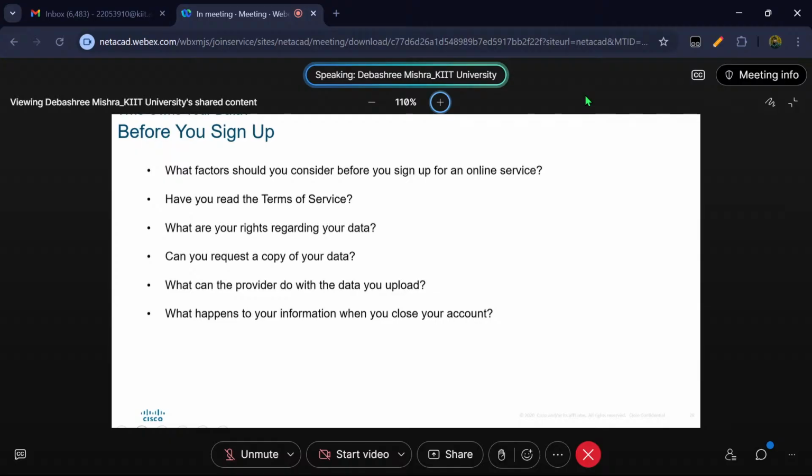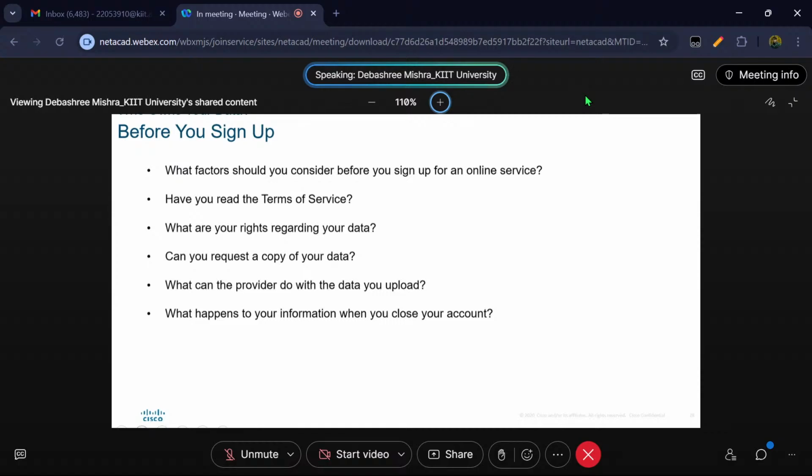So these are basically suggestions. I know that many of you already know this. You need to read the terms and conditions of the services that you are going to check mark. Next, what are your rights? What are the plus points, the rights you will be getting regarding your data?